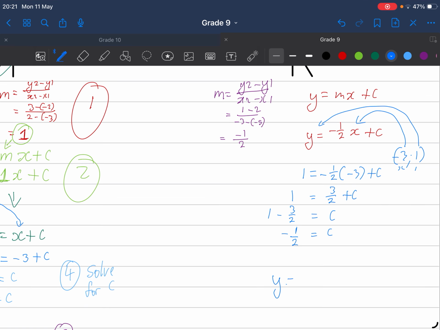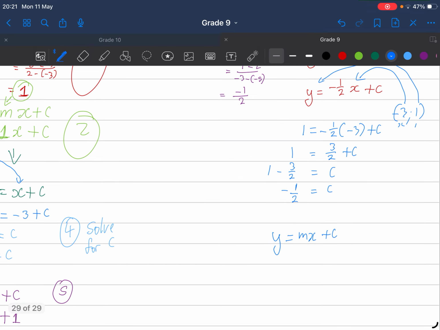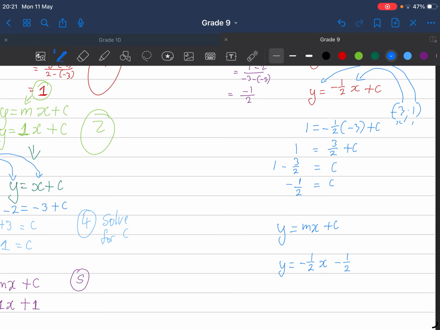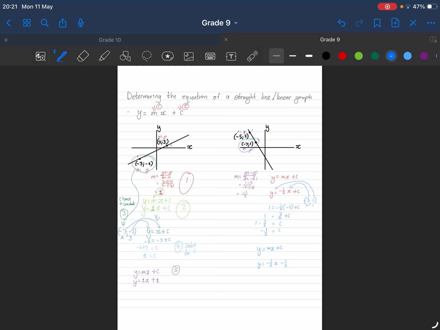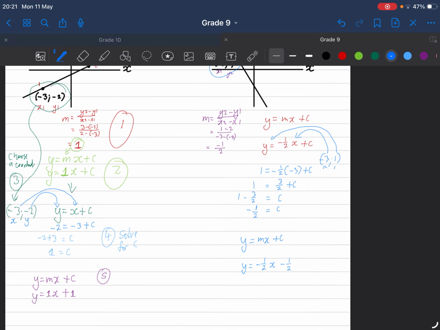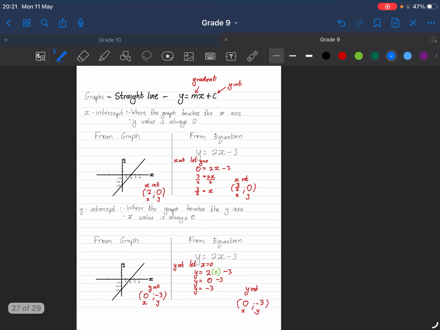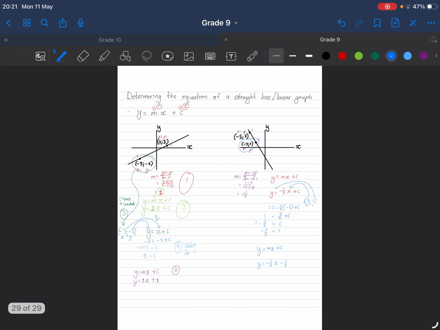Now I'll write my original equation, mx plus c. So y is equal to minus a half x minus a half. Is that correct? So 2, 1, 0. Yeah, that's fine. And that's my equation. Alright. So that's going to be the end of our straight line for now, and we'll get back into it later.